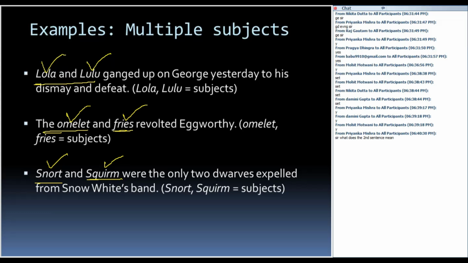Similarly, what does the second sentence mean? The omelette and fries revolted Egworthy. Omelette is one entity, fries is one entity. You can consider it person A and person B. Person A and person B revolted person C. That means they don't like person C. They don't want to follow person C. That person's name is Egworthy. Okay.